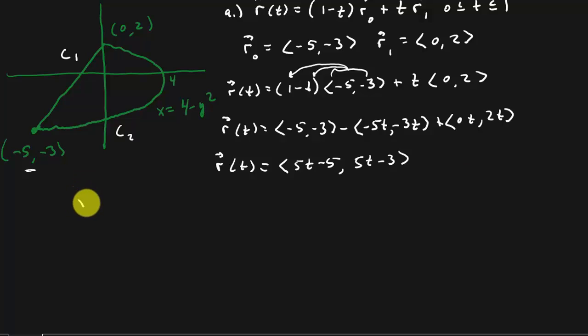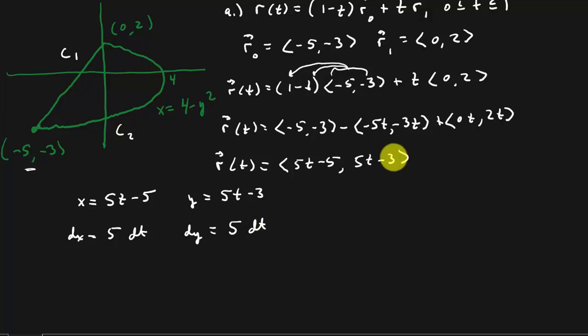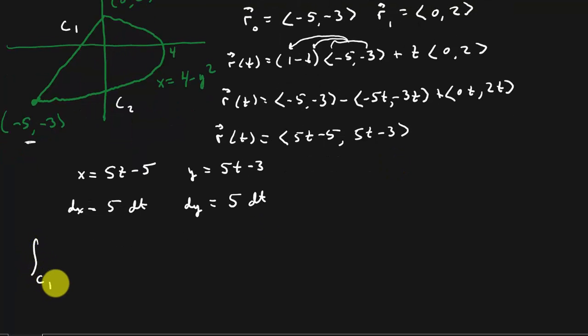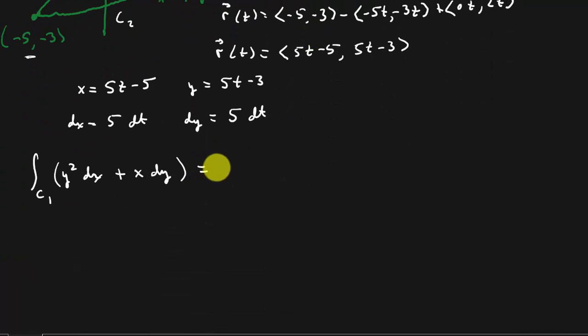And so we know we've got x is equal to 5t minus 5, y is equal to 5t minus 3. And so we've got dx is 5dt, dy is 5dt. And so we have our curve C1, integrating over the curve C1, y squared dx plus x dy, right? That's what they gave us right here. That's our problem. And so this is going to be the integral from 0 to 1 of y squared. Well, what's y? Y is 5t minus 3, so that's 5t minus 3 squared.